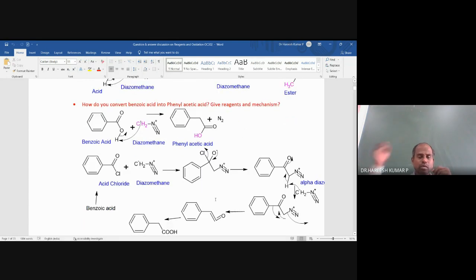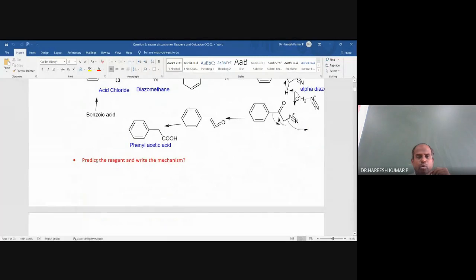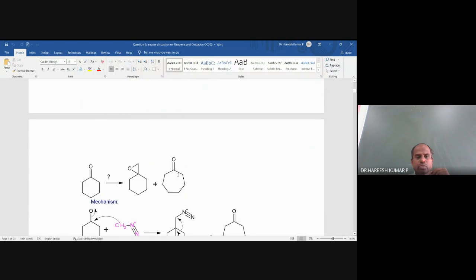This has appeared about 2-3 times in the BCU question paper. You can find how to convert a benzoic acid into phenyl acetic acid. Then I will take up one more reaction: predict the reagent and write the mechanism. So this is the cyclohexanone.